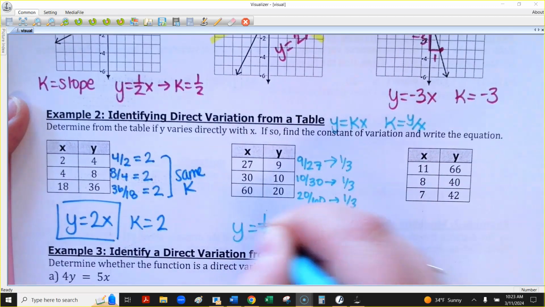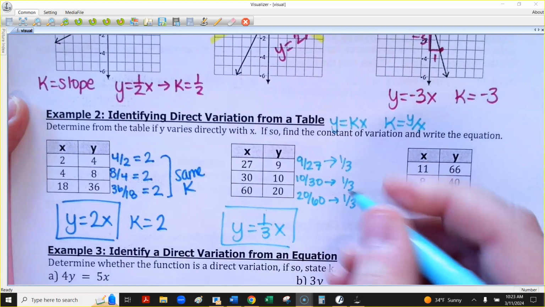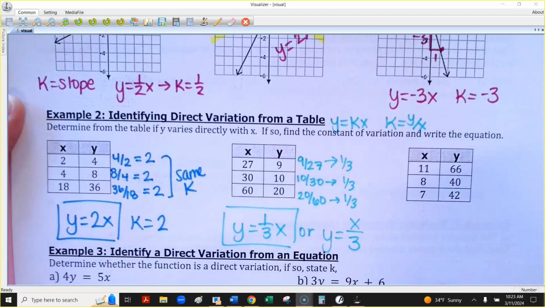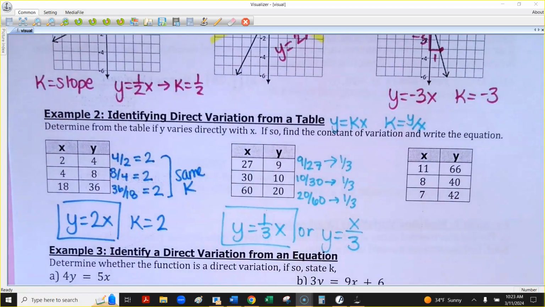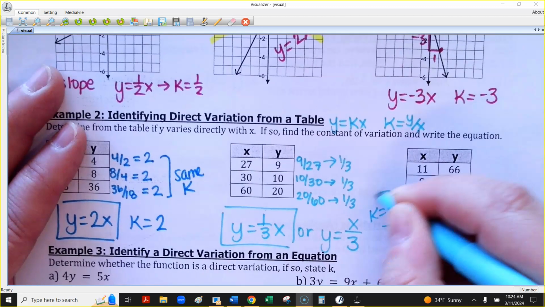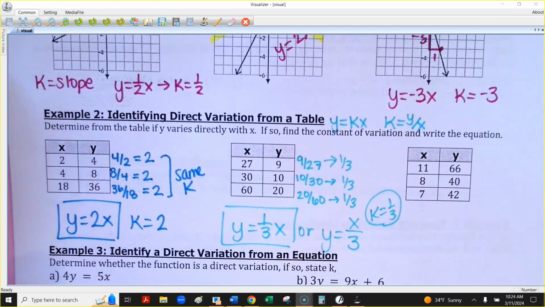If it's me, I'm probably going to write it like this, but just to show you, you can write it in that format as well, x over 3. The k value is going to be the 1/3. Okay, now I got one more to check.